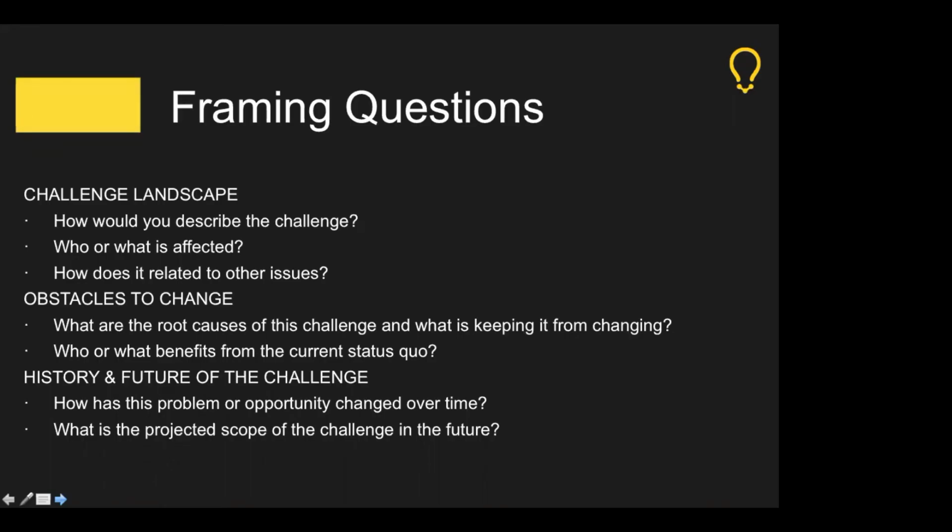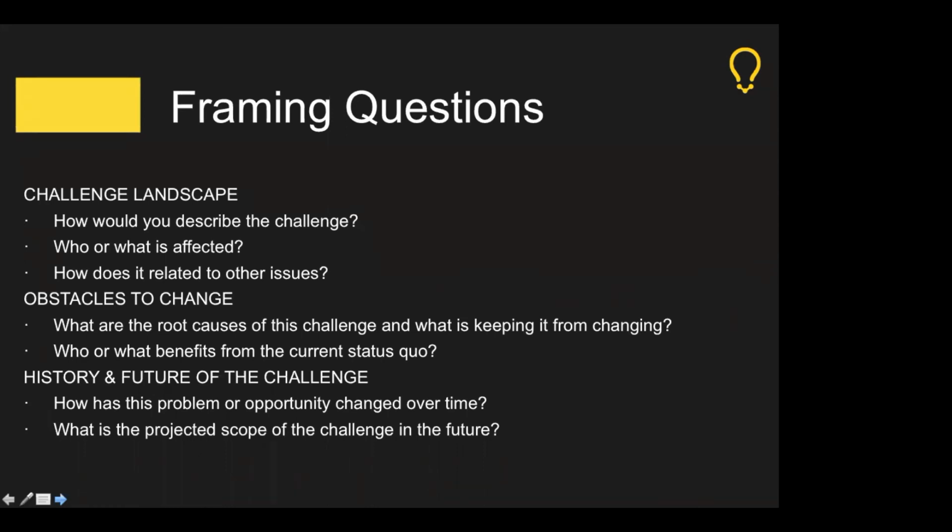To better help you determine how your innovation is different than past or present models, we provide you with these framing questions. The first is the challenge landscape. So how would you describe the challenge? Who or what is affected? How does it relate to other issues? Now, looking on to obstacles to change, what are the root causes of this challenge and what is keeping it from changing? Who or what benefits from the current status quo?